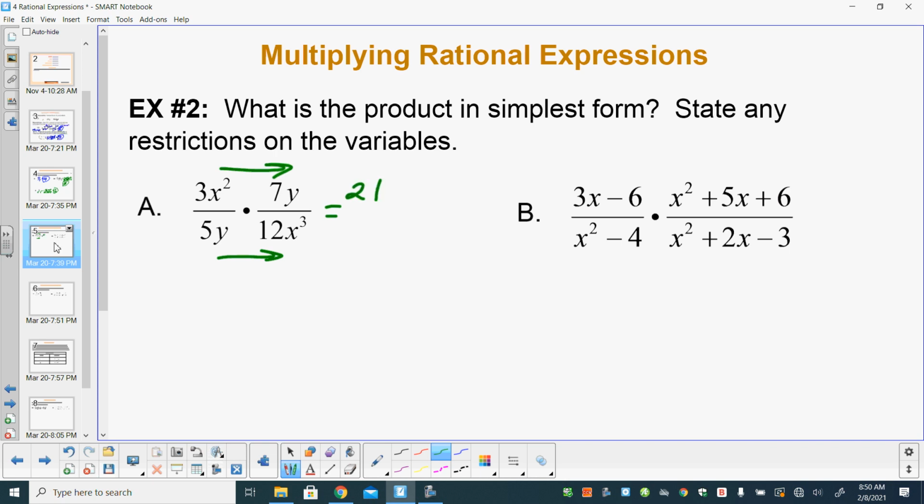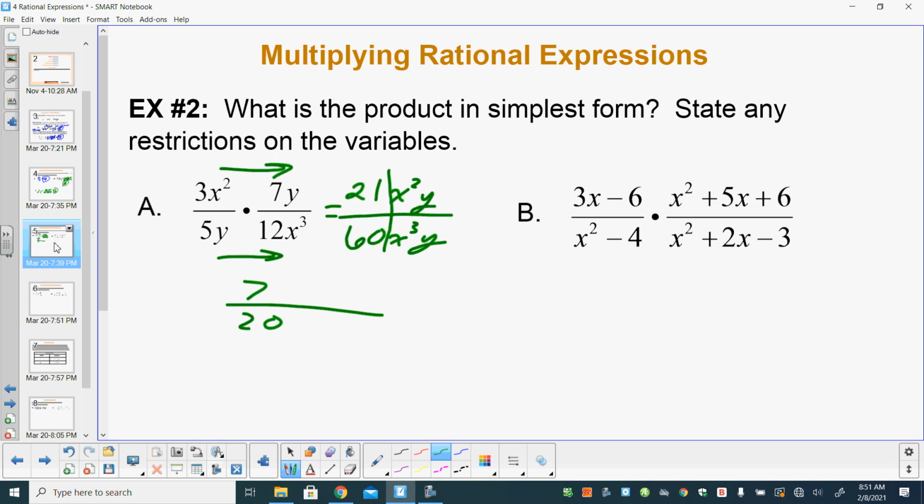Can I multiply two different letters? No. So I'm going to write them out as is. So x squared and y. What's 5 times 12? I get x cubed and y. Now that you have a monomial over a monomial, looks like what we had on A, now I can simplify it. What's 21 divided by 60? All right, so we get 7 over 20.